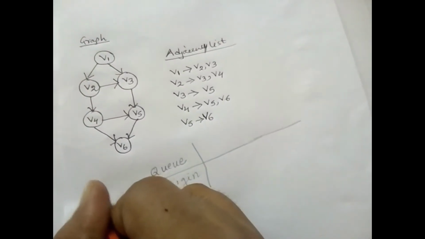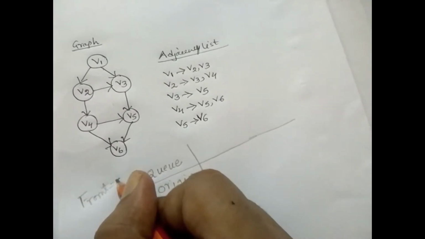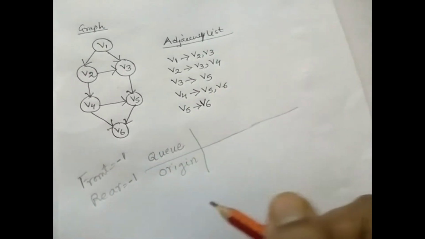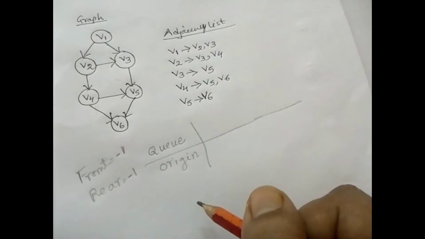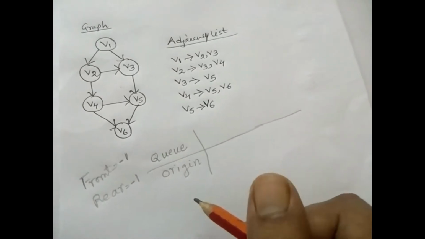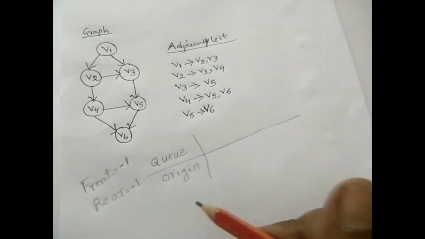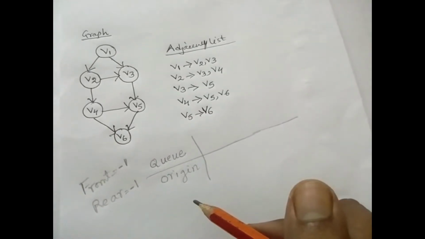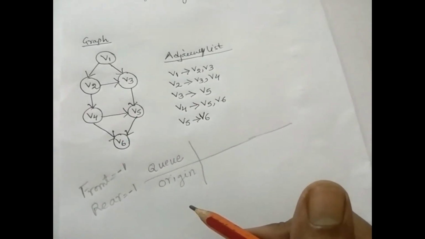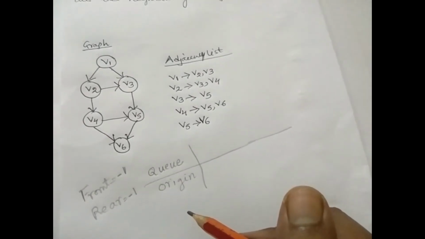Initially set front equal to -1 and rear equal to -1. Okay, what are front and rear? Elements in a queue are added at one end called the rear and removed from the other end called the front. At the time of insertion, perform rear equal to rear plus 1, and at the time of deletion, perform front equal to front plus 1. Always remember, in case of first insertion, set front equal to 0.